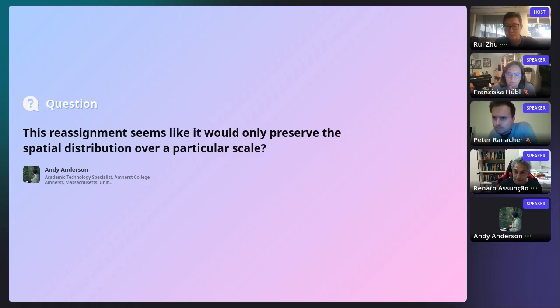Okay, so it sounds like you are actually setting a scale, which is a particular region through which you're moving the data around. When you say the entire map, you're talking about a particular region, right?